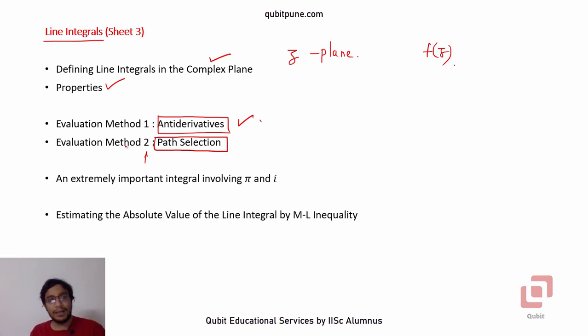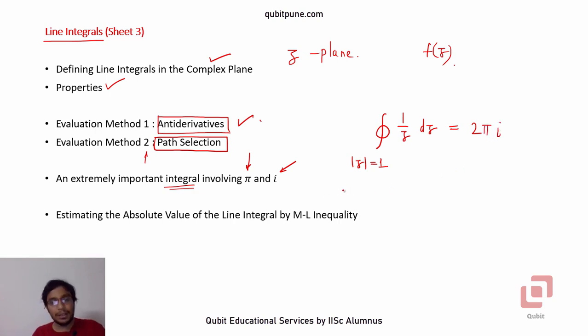Once we define the line integrals and see the properties and the evaluation methods, we are going to evaluate an extremely important integral whose answer involves both pi and i. Specifically, we will be evaluating the integral of the function 1 upon z. It is going to be an integral along a closed curve, the unit circle mod of z equal to 1, and it turns out that the value of this integral is 2 pi i.